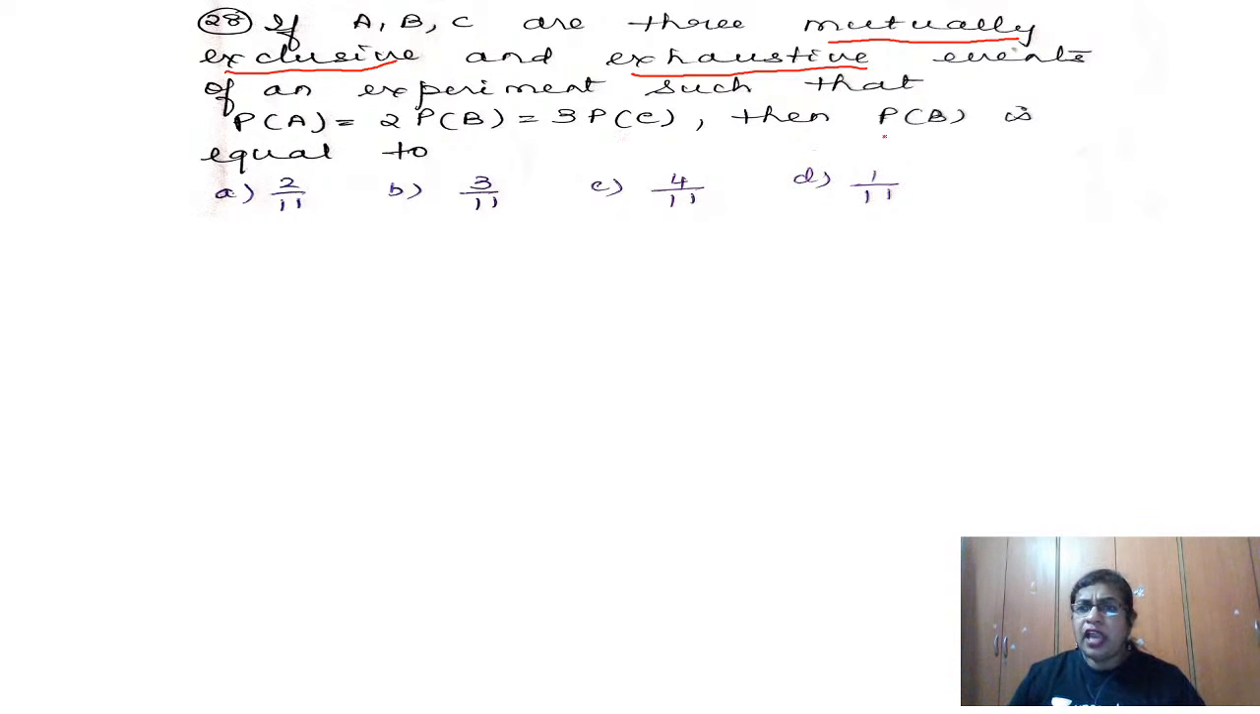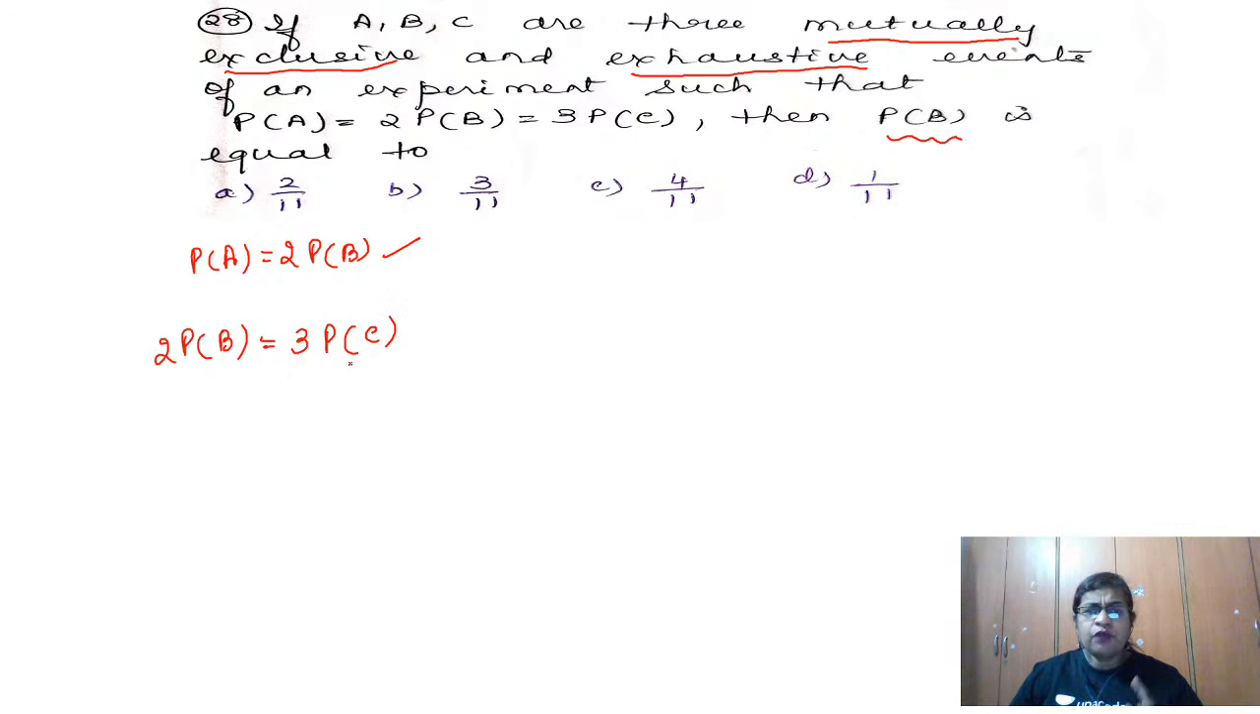What we have to find is the value of probability of B. Since probability of B is asked, let us write A also in terms of probability of B, and C also in terms of probability of B. So P of A we know is equal to 2 times probability of B. So A I finished writing in terms of B. Now I want to write C in terms of B. What is the condition given? 2 times probability of B is equal to 3 times probability of C. I want probability of C in terms of probability of B. Why? Because you've asked me the probability of B question, right?